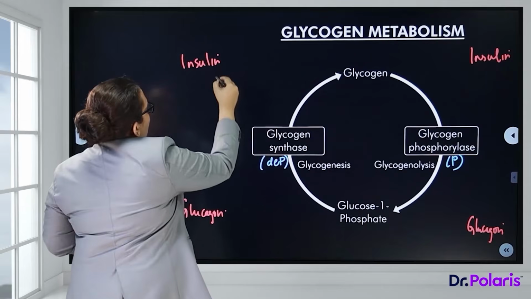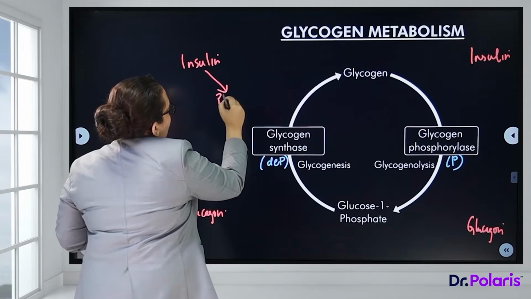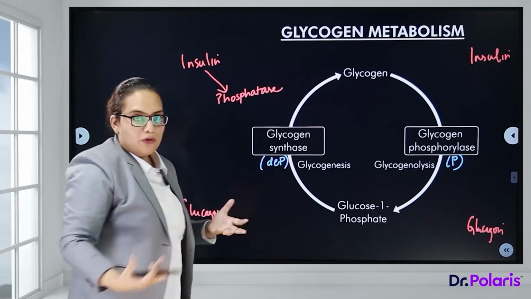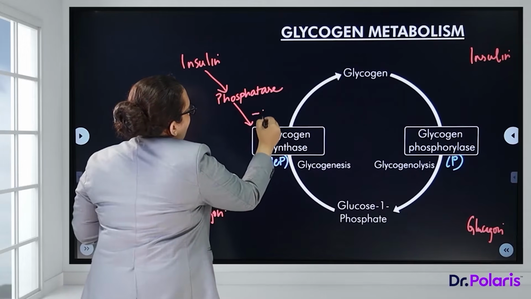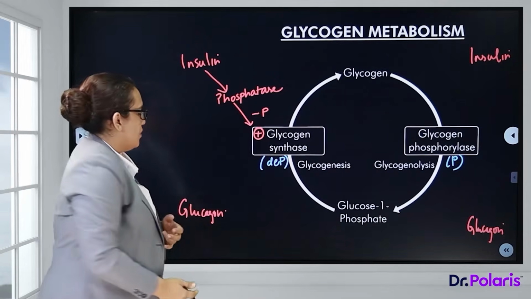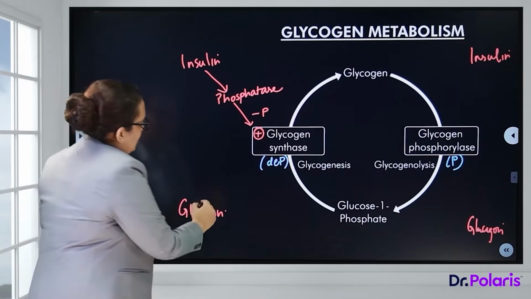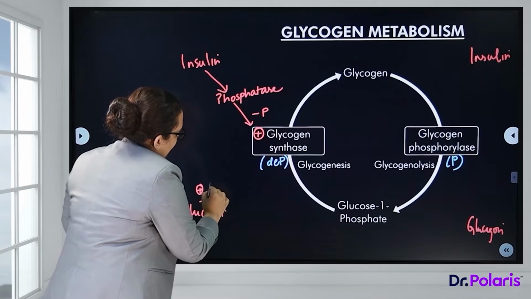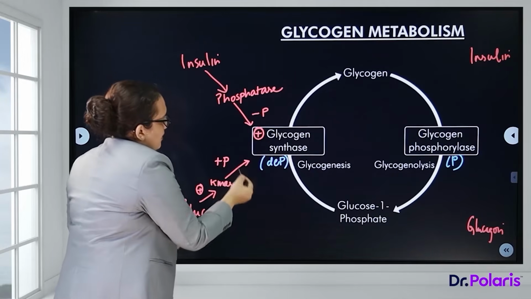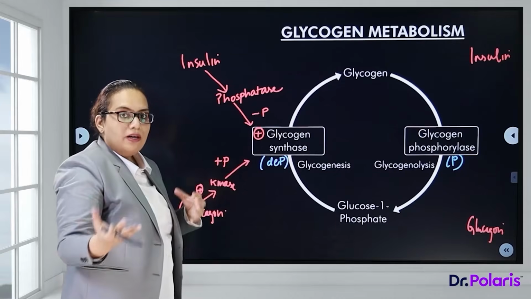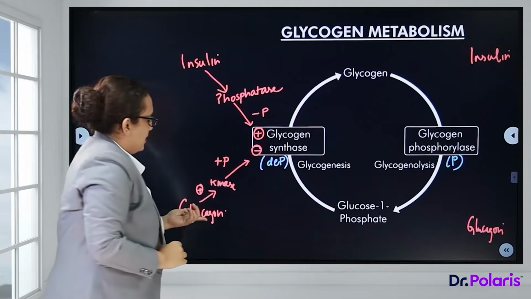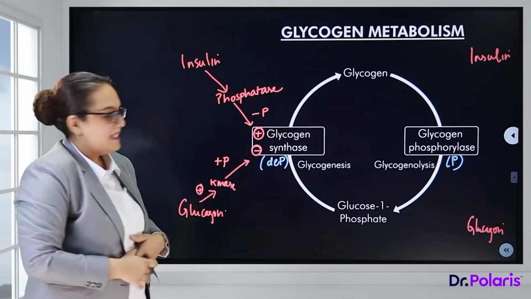So in the presence of insulin, phosphatase is stimulated. Phosphatase removes a phosphate group. Thereby, it stimulates glycogen synthase so that glycogenesis can occur. At the same time, glucagon stimulates kinases. Kinases are known to add a phosphate group. So if glycogen synthase is seen in phosphorylated form, it is said that it is inhibited. So, in the presence of glucagon, the enzyme glycogen synthase is inhibited.